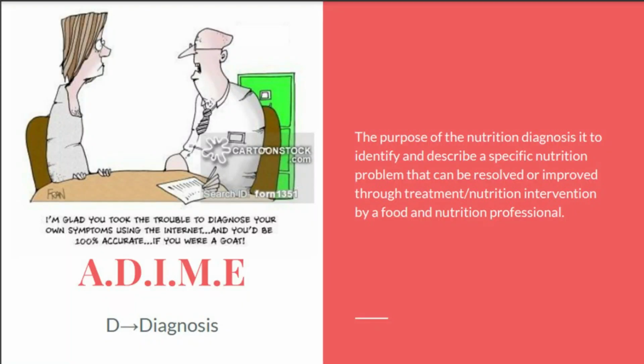The second step of the nutrition care process is diagnosis, nutrition diagnosis. Nutrition diagnosis is a statement that summarizes the issue that a dietitian is attempting to resolve. This is also sometimes known as a PES statement. P stands for problem, E for etiology, and S for signs and symptoms.